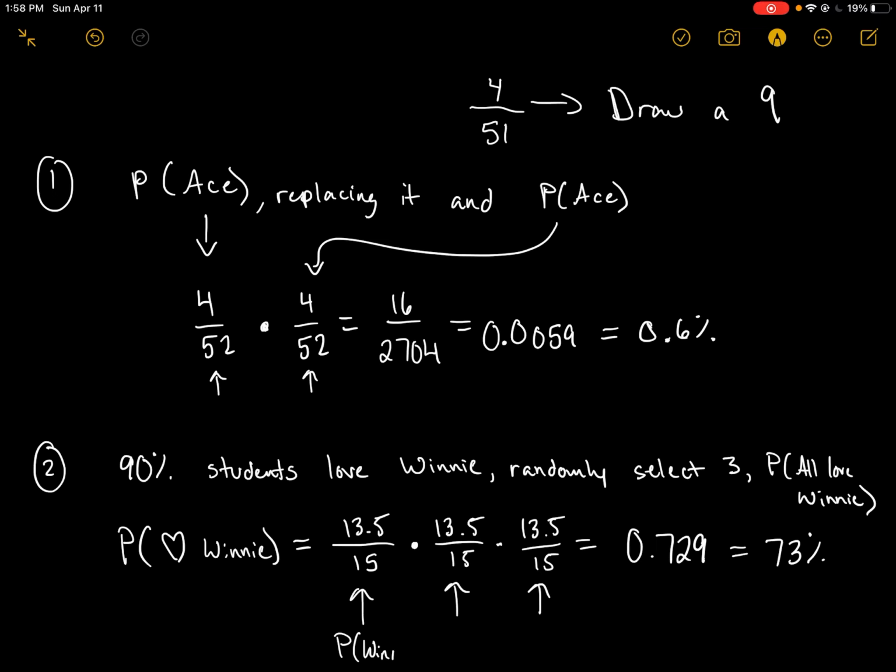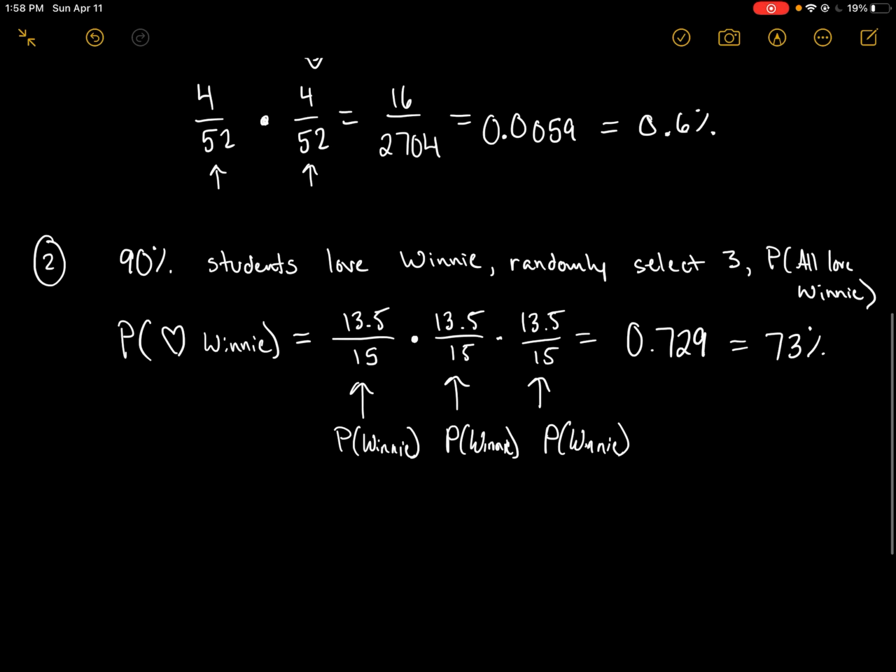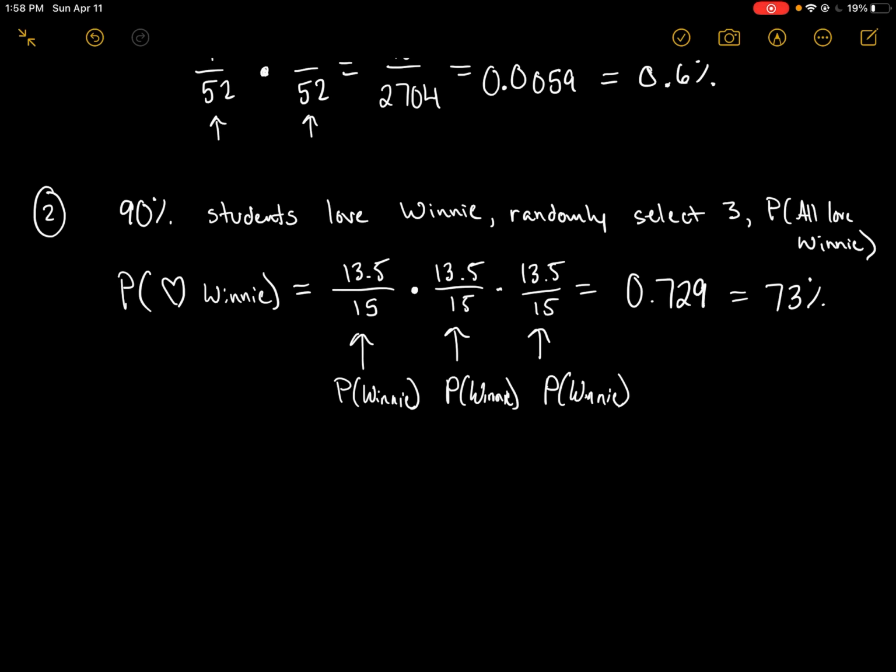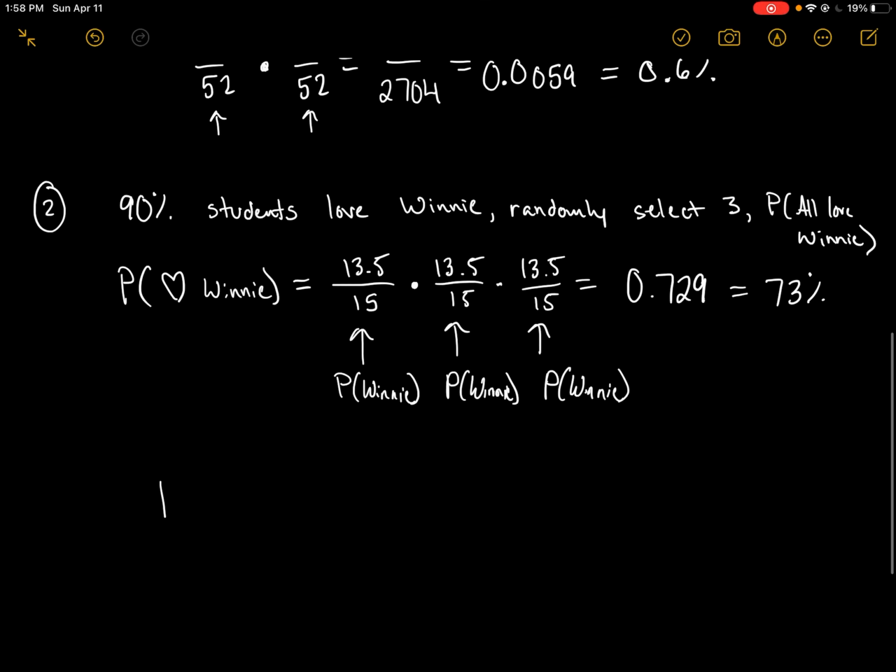But that's the idea for independent events with probability: you just take each of the individual events, you take the probability that you love winning, and you multiply it by the probability that you love winning over and over again. And the idea here is that this probability does not change based on the event before it, and that's what makes an independent event. So basically for these, to recap, multiply the probabilities, and the probabilities also don't change.